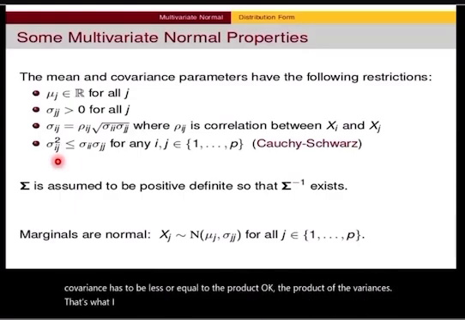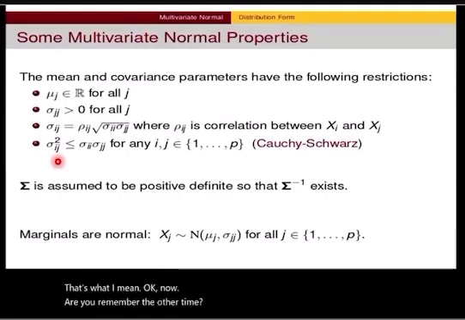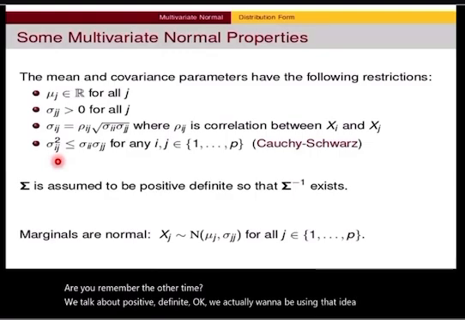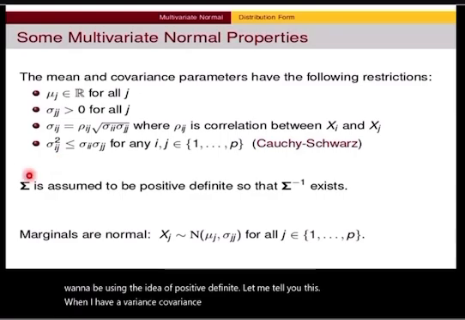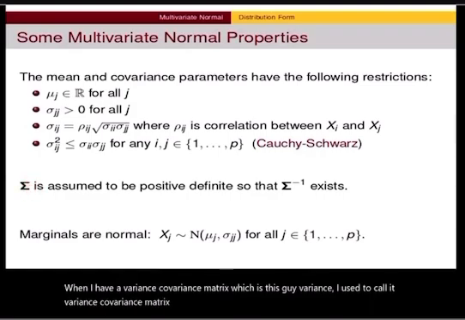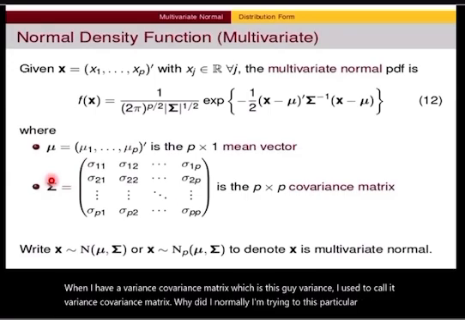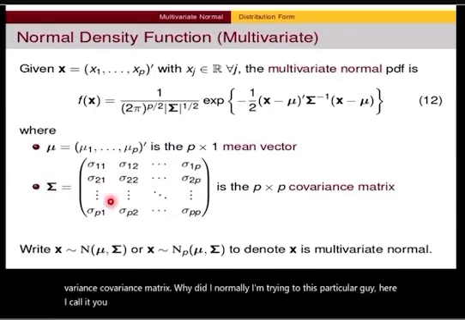That's what we mean. Now, you remember the other time we talked about positive definite. We actually want to be using that idea now. Let me tell you this. When I have a variance covariance matrix, which is this guy, I used to call it variance covariance matrix. Some professors call that covariance matrix, but I can call it covariance matrix, or I can call it variance covariance matrix.